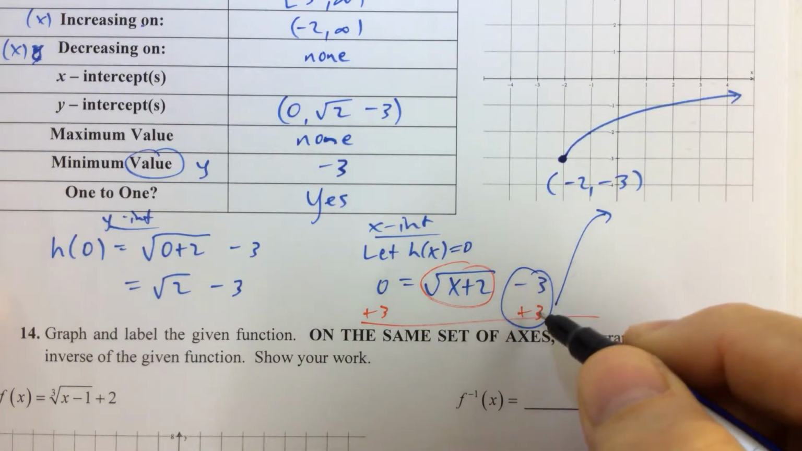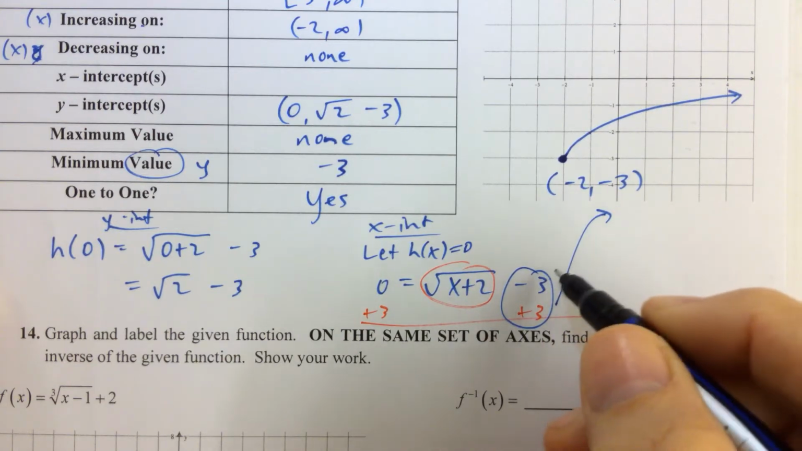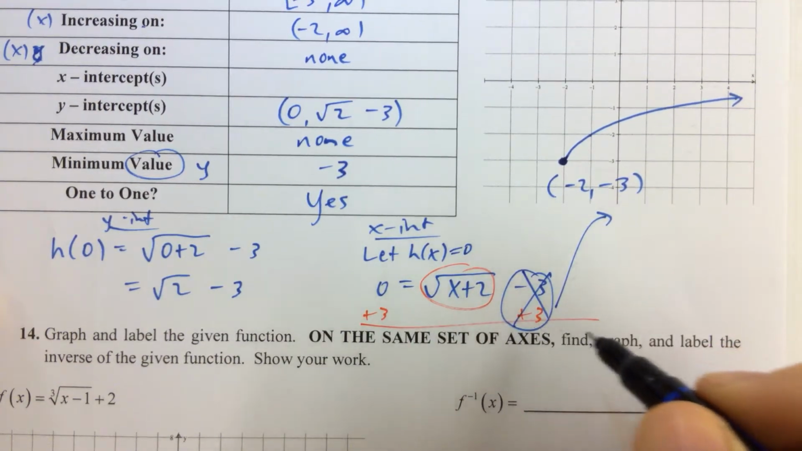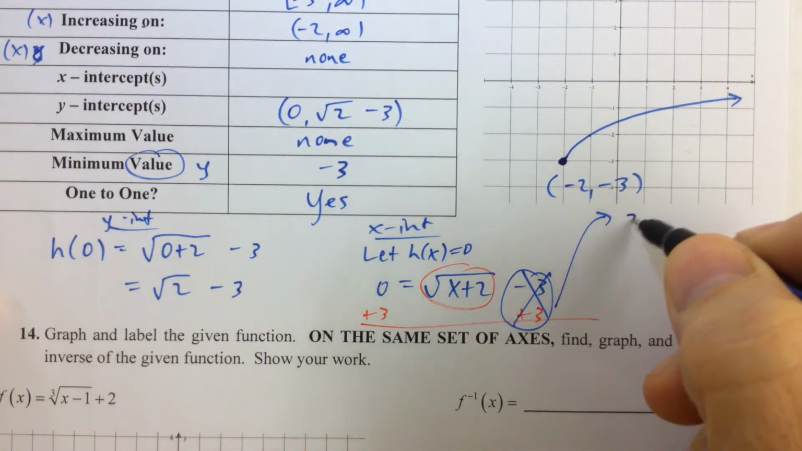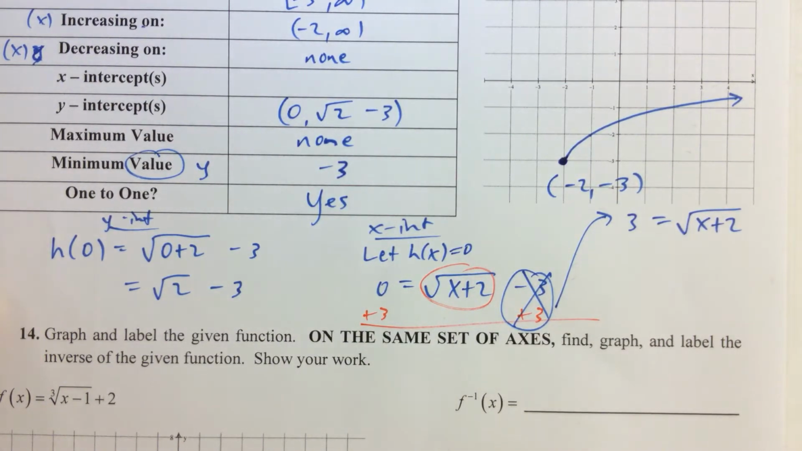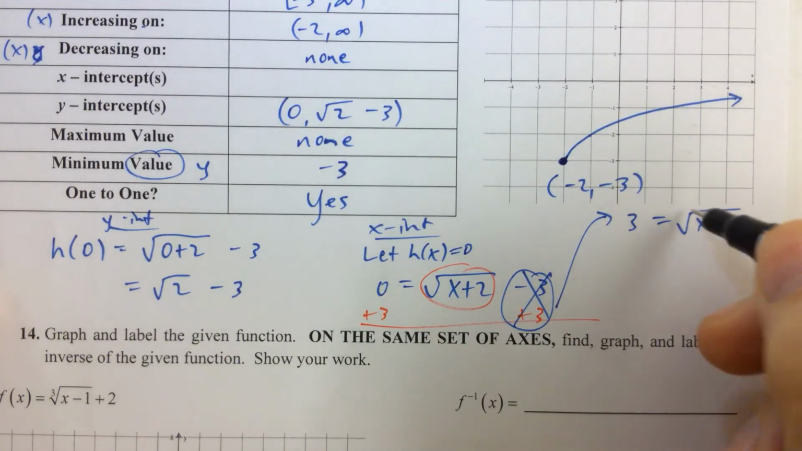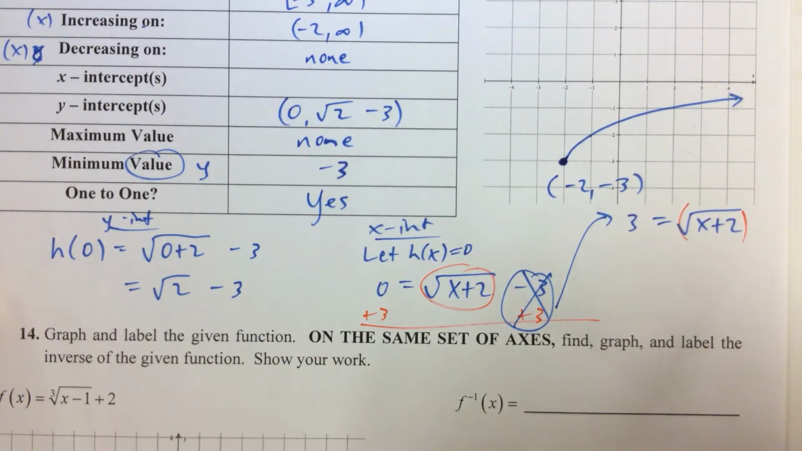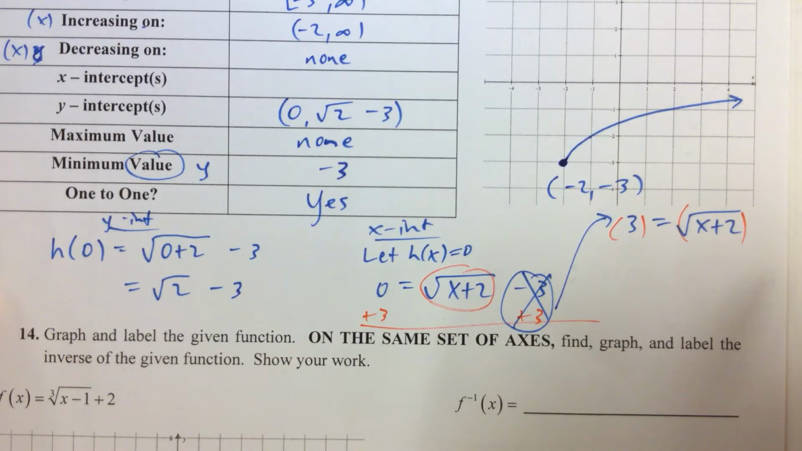If we had a +3, then we'd subtract 3. We have to do the opposite. Opposite means that those two add up to 0. 0 plus 3 is 3, equals the square root of x plus 2. Now we want to get the x by itself, so we want to isolate the x. Well, how do we do that? We have to get rid of the radical. How do we undo a radical?